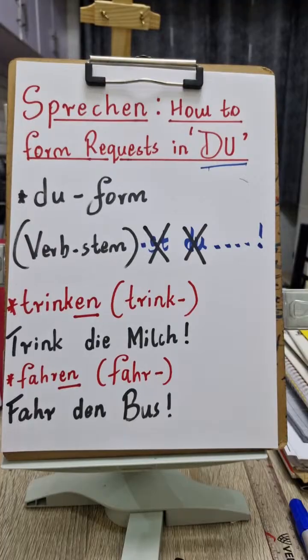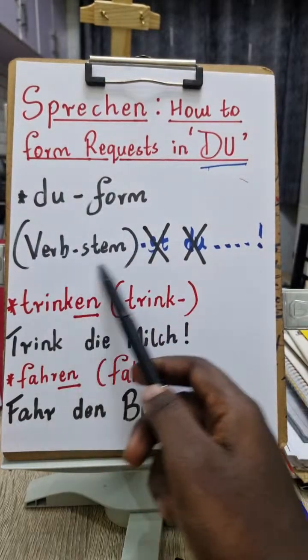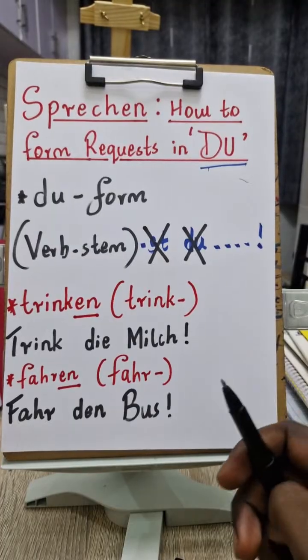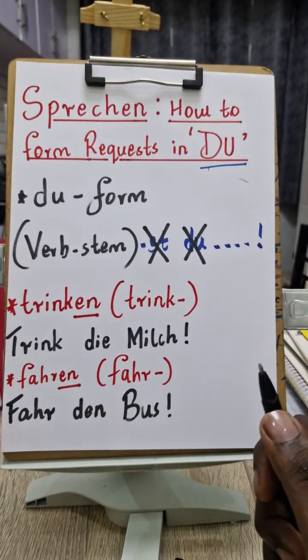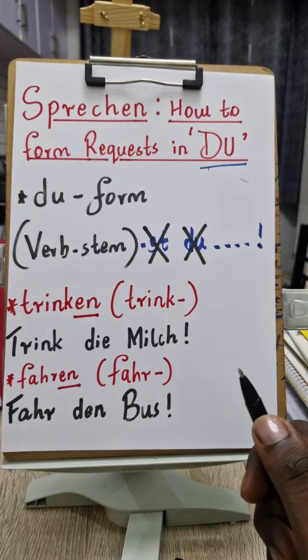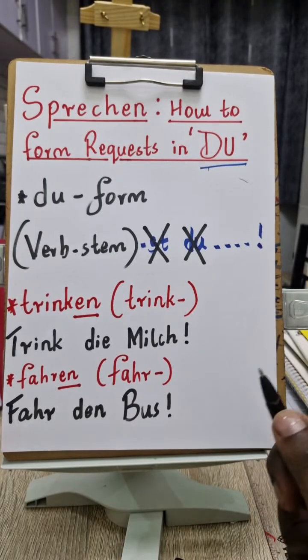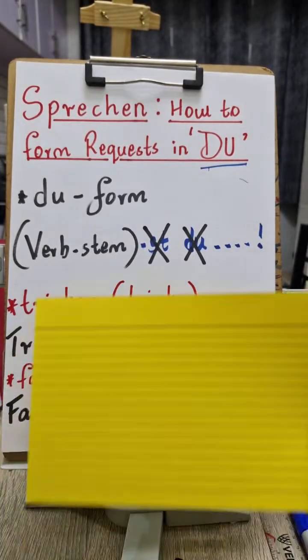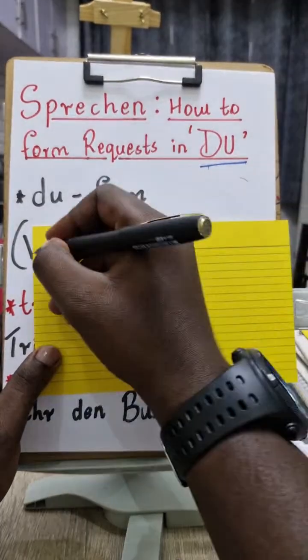So I believe up until there, you will have now seen how to form request in the du form. Remember, bottom line is begin with the verb stem. Normally, verb stem is that thing that remains after you've removed the ending en or n. Trinken, trink. Schlafen, schlaf. Spielen, spiel. And so on and so forth. So I want to leave you with 4 examples for you to go and work on as your assignments.